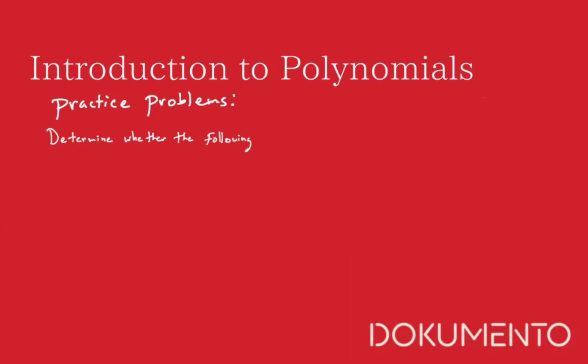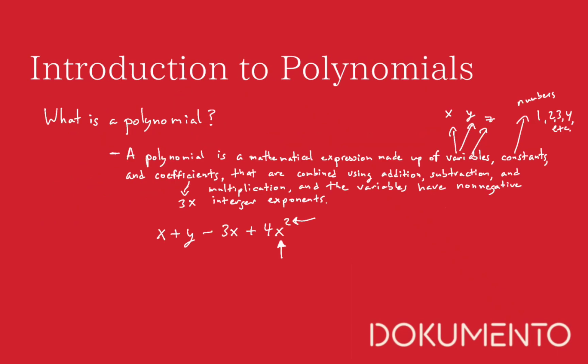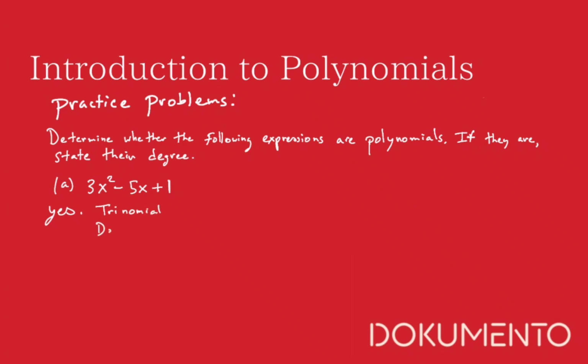Determine whether the following expressions are polynomials. And if they are, state their degree. So let's see, we have for part A, 3x squared minus 5x plus 1. So yes, this is a polynomial. If you go back to our definition, you'll see that it's got variables, constants, and coefficients, and that the variables have non-negative integer exponents. This meets all our criteria. It's a trinomial, and its degree is 2.